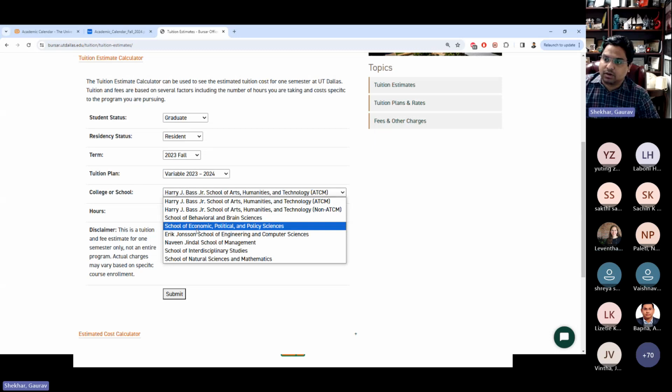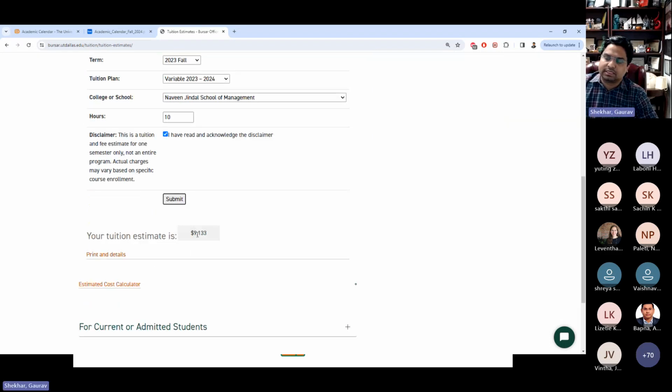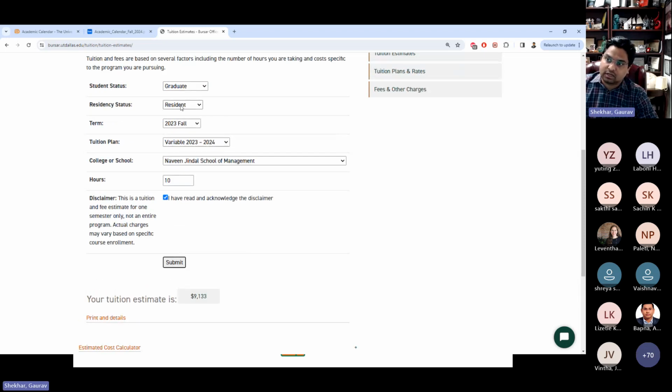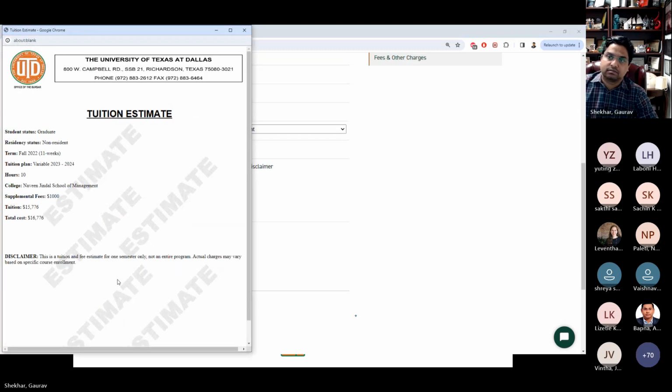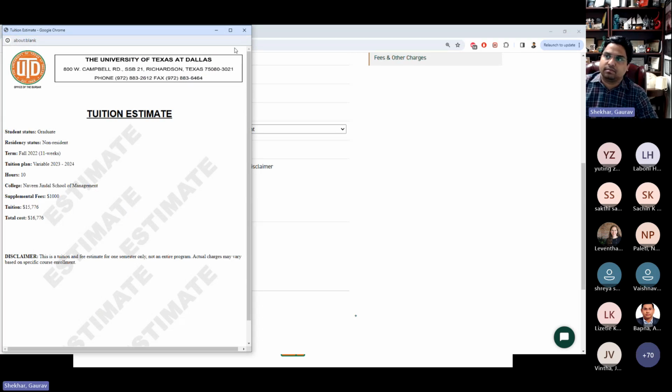And I'm going to select my school as the Naveen Jindal School of Management. I'm going to put 9 credits here, let's say, or say you have to do 10 because you have PD as well. And then your tuition estimate is 9,133. Now, if this was a student who did not receive a scholarship, an out-of-state international student, you select non-resident, submit, and that's your estimate. You can even print this. If your bank or somebody needs it, you can print it out and give it to them.